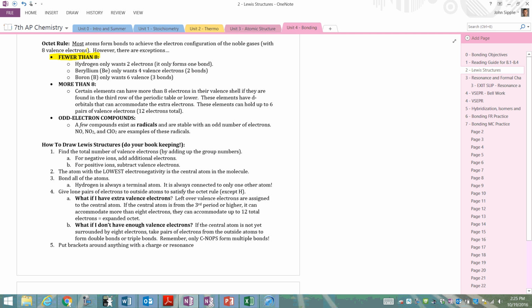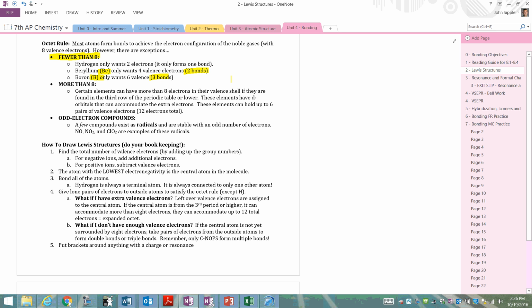So the other two that you want to be aware of is beryllium. That only wants 4 valence electrons. It's happy with just 2 bonds. And boron, which is happy with just 6 valence electrons, or 3 bonds. Okay, Be and boron. All right, those guys are fine with less than 8. Then pretty much everybody else wants 8, and they'll do what they can to get 8. Double bond, all that sort of stuff.